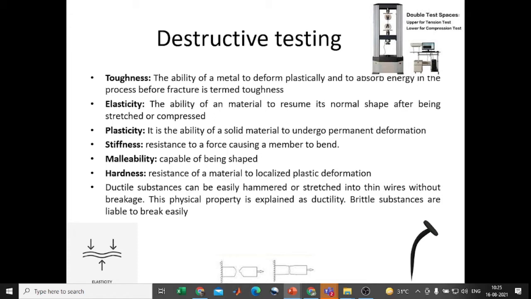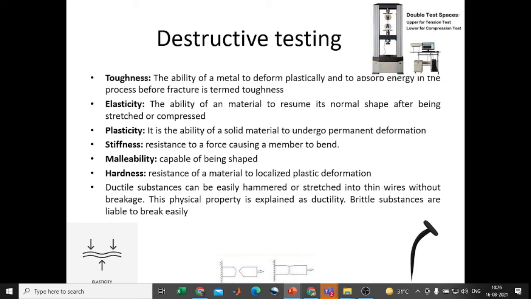Ductile substances can be easily hammered or stretched into thin wires without breakage. In your strength of materials laboratory, there is a torsion test machine or tensile strength testing machine available. In that machine, you may fix the job with the aid of jaws. After that, you give some force and the material gets elongated. Based on the elongation percentage, you may classify the materials into ductile material, high ductile material, low ductile material, or plastic material, or the brittle material.